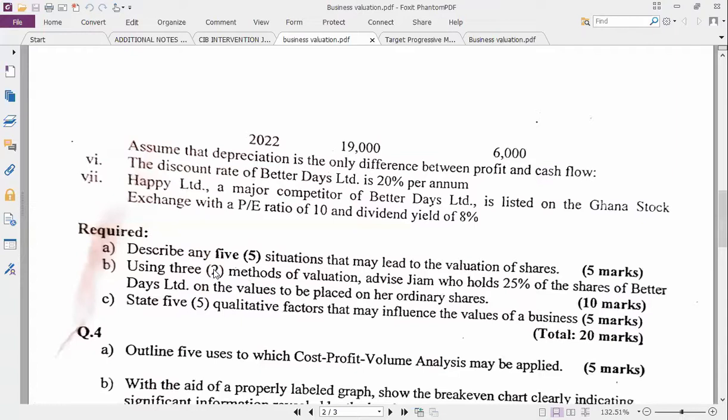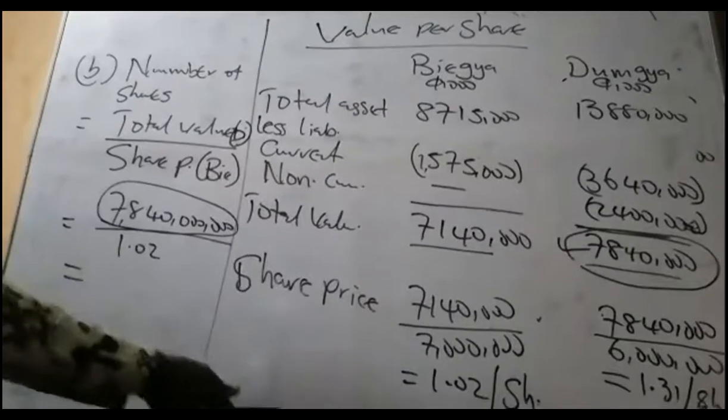Okay, let's continue. So three methods of valuation. Advise GM, who holds 25% of the shares of Better Days, on the values to be placed on her ordinary shares. Now, this particular question, they say select any of the three methods. Any of the three methods. By the way, we will list all the methods, then you select any three.